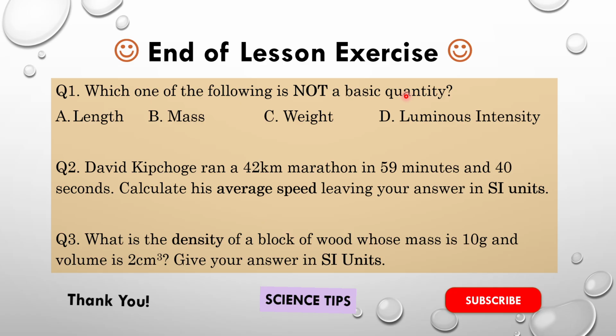And the third one, what is the density of a block of wood whose mass is 10 grams and volume is 2 centimeters cubed? Again, give your answer in SI units. Again, you can pause the video and check the answer here. And now here comes the answer. It's 5,000 kilograms per cubic meter.